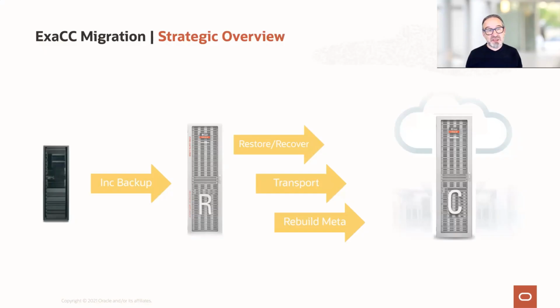So this is the strategic overview. We have the AIX access mostly, then incremental backups written to the recovery appliance, and there they get converted, restored, recovered to the XRCC on the right side. Then we do the transport steps, which means we plug in the files, and at the end, we rebuild all the meta information. And for that, we create scripts.